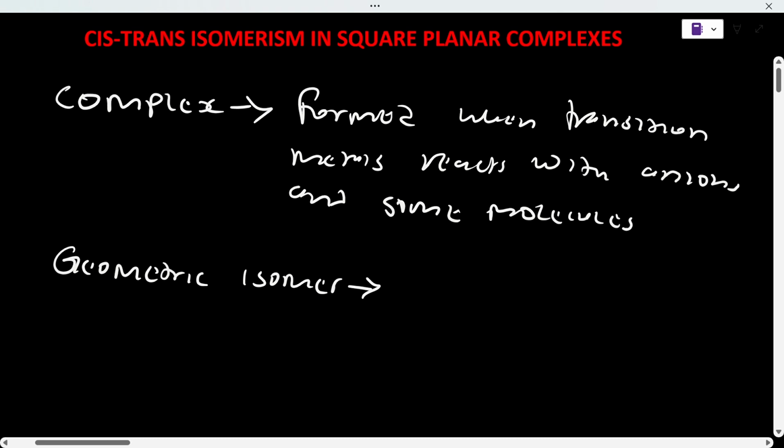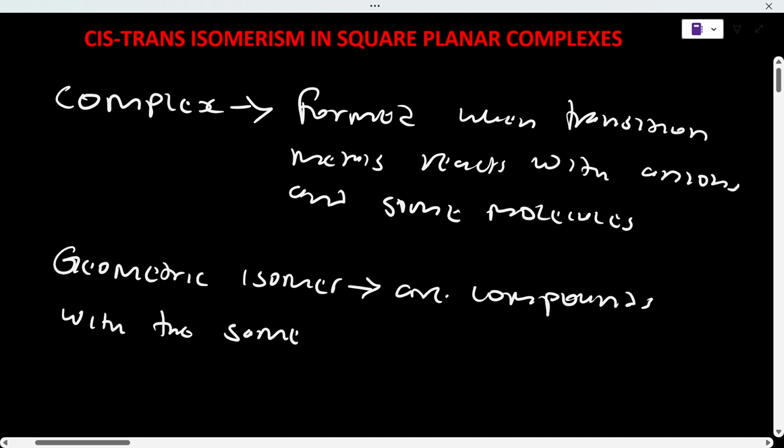Now, geometric isomers are compounds with the same molecular formula but different arrangement of atoms in space.